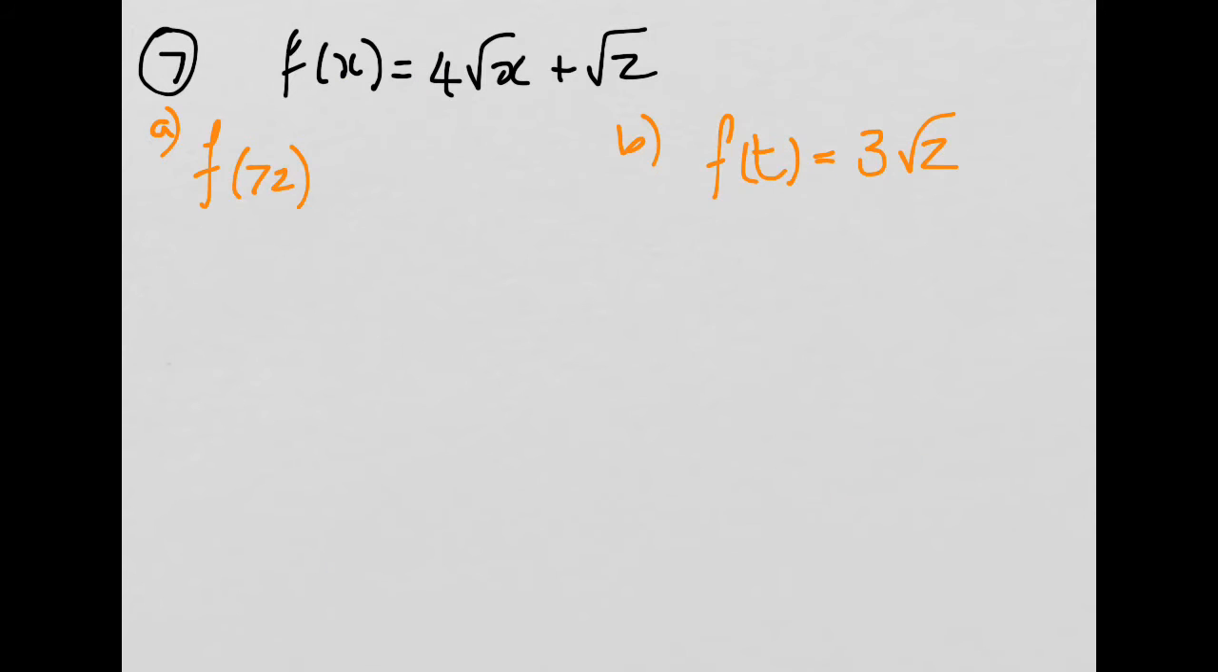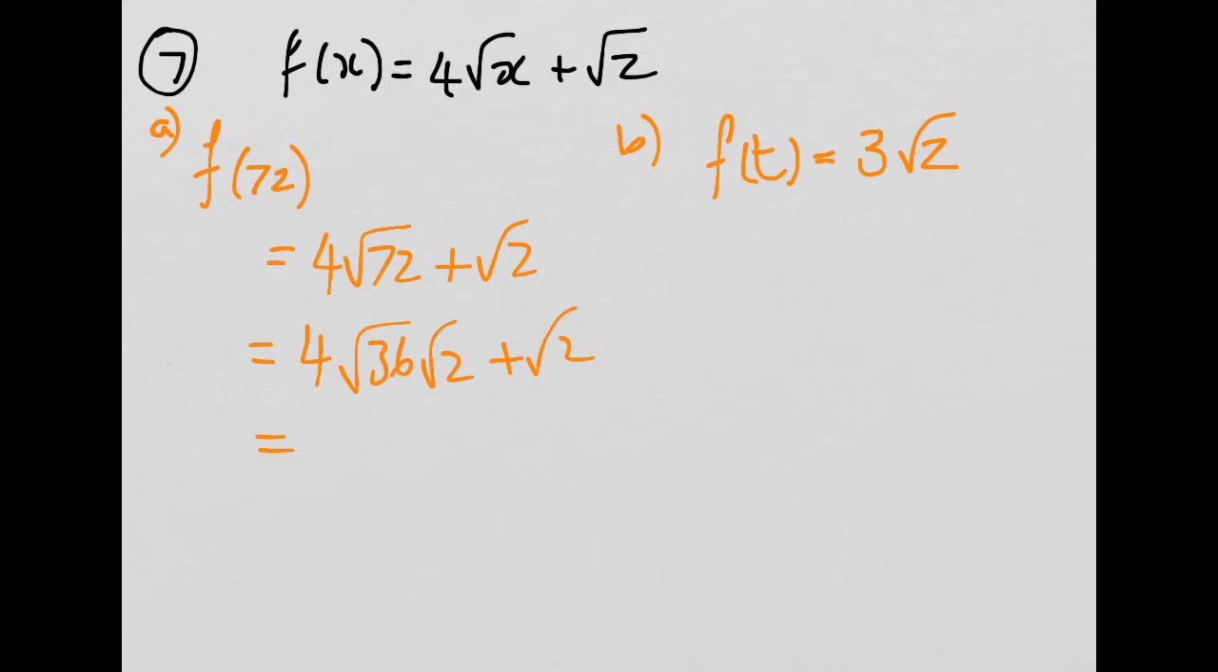Question 7, f of 72, so put 72 into the formula, so that gives us 4 root 72s plus root 2. Root 72 can become root 36 times root 2. Root 36 is 6, and 4 times 6 is 24, so that's 24 root 2s plus a root 2, 25 root 2s.